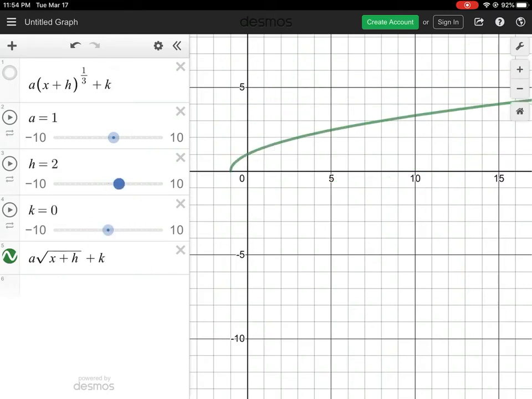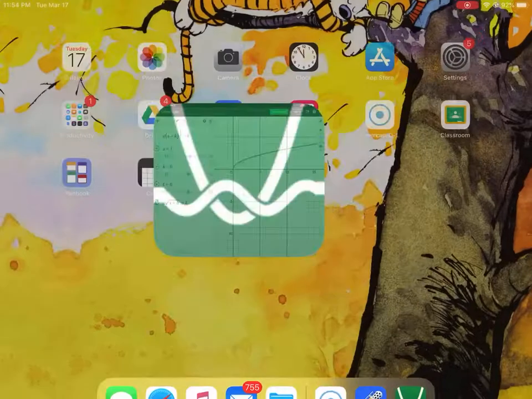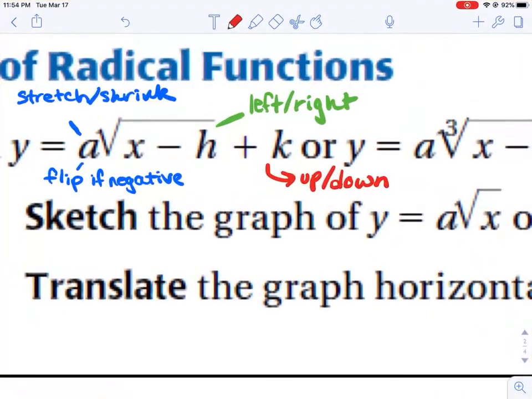Or you can change what x's are allowed. If I change my h, suddenly now x has to be greater than or equal to 5 in order for it to be in the domain. So we're going to have to pay a little bit of attention to that. So let's get back to our examples.